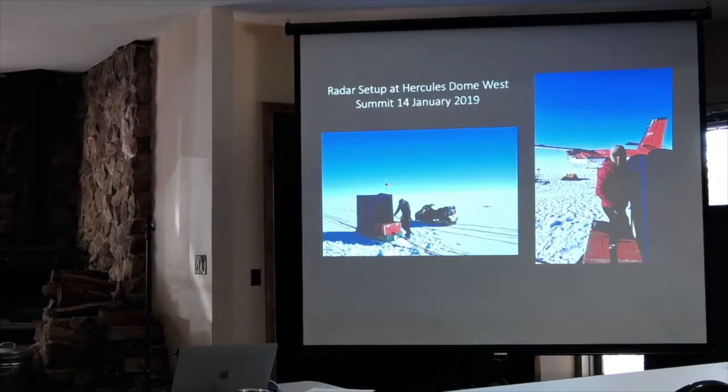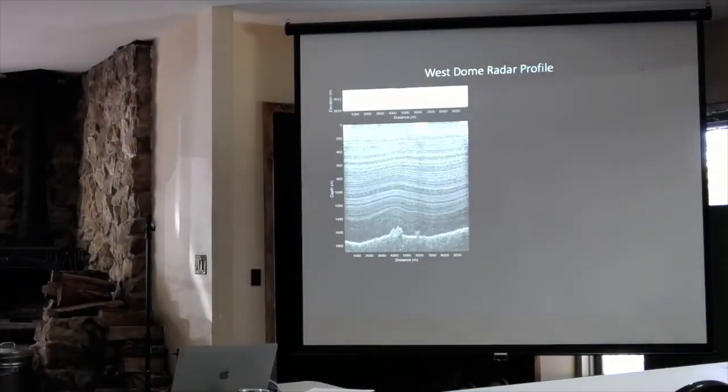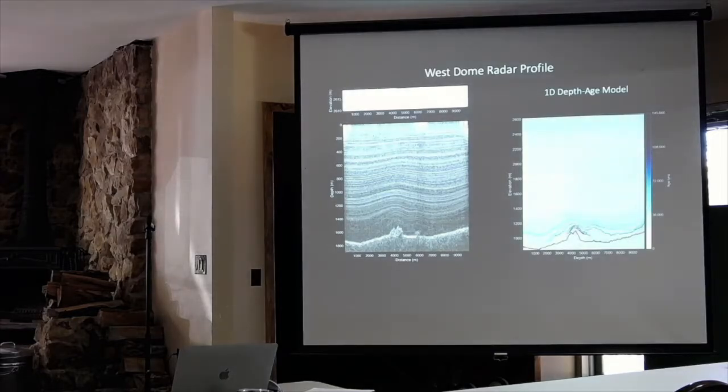Here are pictures of the radar setup and the radargram that comes from it. What you can see is beautiful, clean layering, tracking the bed. We've got a nice divide. The divide itself is offset just slightly from the bedrock high. We can do some depth-age modeling, which puts our last interglacial ice at about 50 meters above the bed, where we can image continuous radar layers. We're not very afraid of basal melt here due to the shallow ice thickness, which is about 1600 to 1800 meters depth.